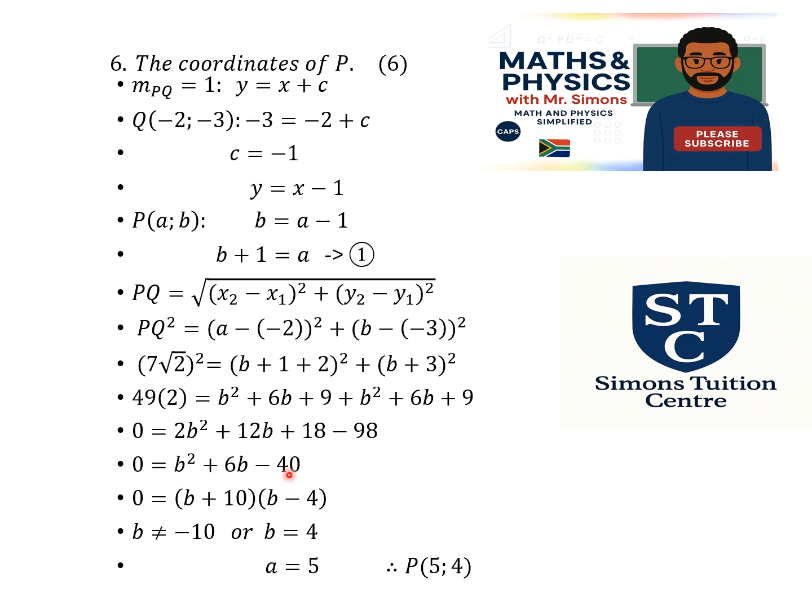Now we have 0, so we can factorize. P squared is simply p times p. Factors of negative 40: positive 10 times negative 4 gives me negative 40. That gives me 10p minus 4p, which gives me 6p. P cannot equal negative 10 because p is on the positive side. So therefore p equals 4. If I substitute back, 4 plus 1, a equals 5. Therefore P is (5, 4). And I reject negative 10 because my y value is positive, not negative.